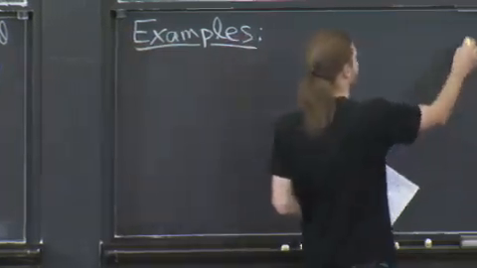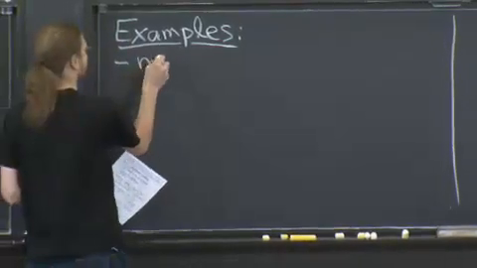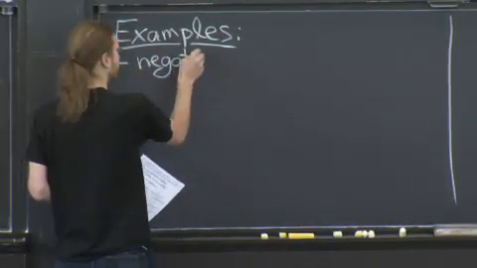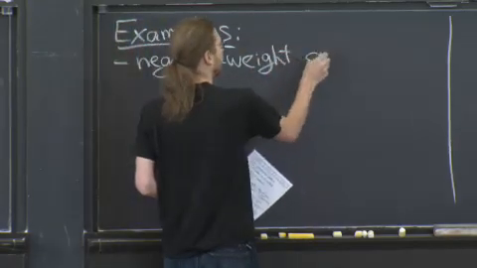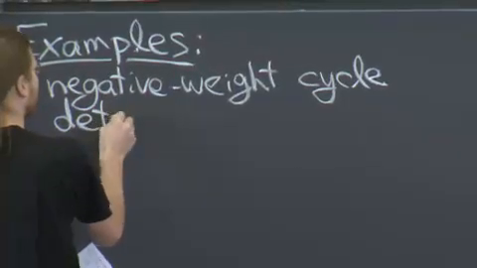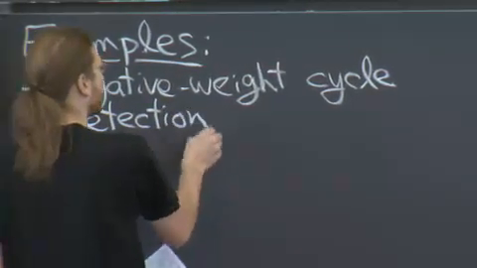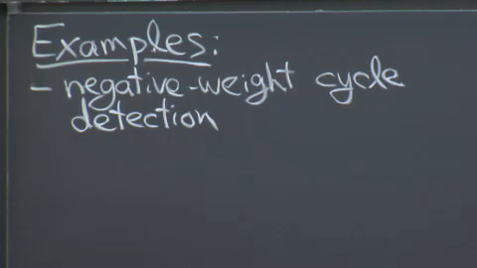Some running examples, some things we've seen. So here's an example of a problem we've seen: negative weight cycle detection. I give you a graph, a weighted graph. I want to know, does it have any negative weight cycles? What class is this problem in?